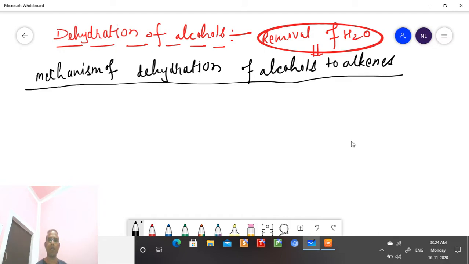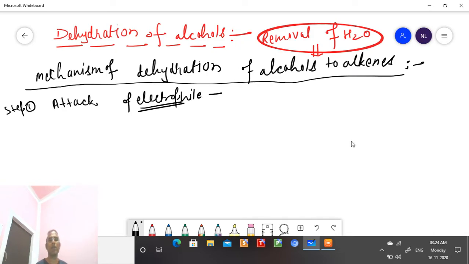So when you are talking about alcohols to alkene, the very first step is the attack of electrophile. This is step number one, attack of electrophile. So dear student, first of all try to understand what an electrophile is. Electrophiles are positively charged species.